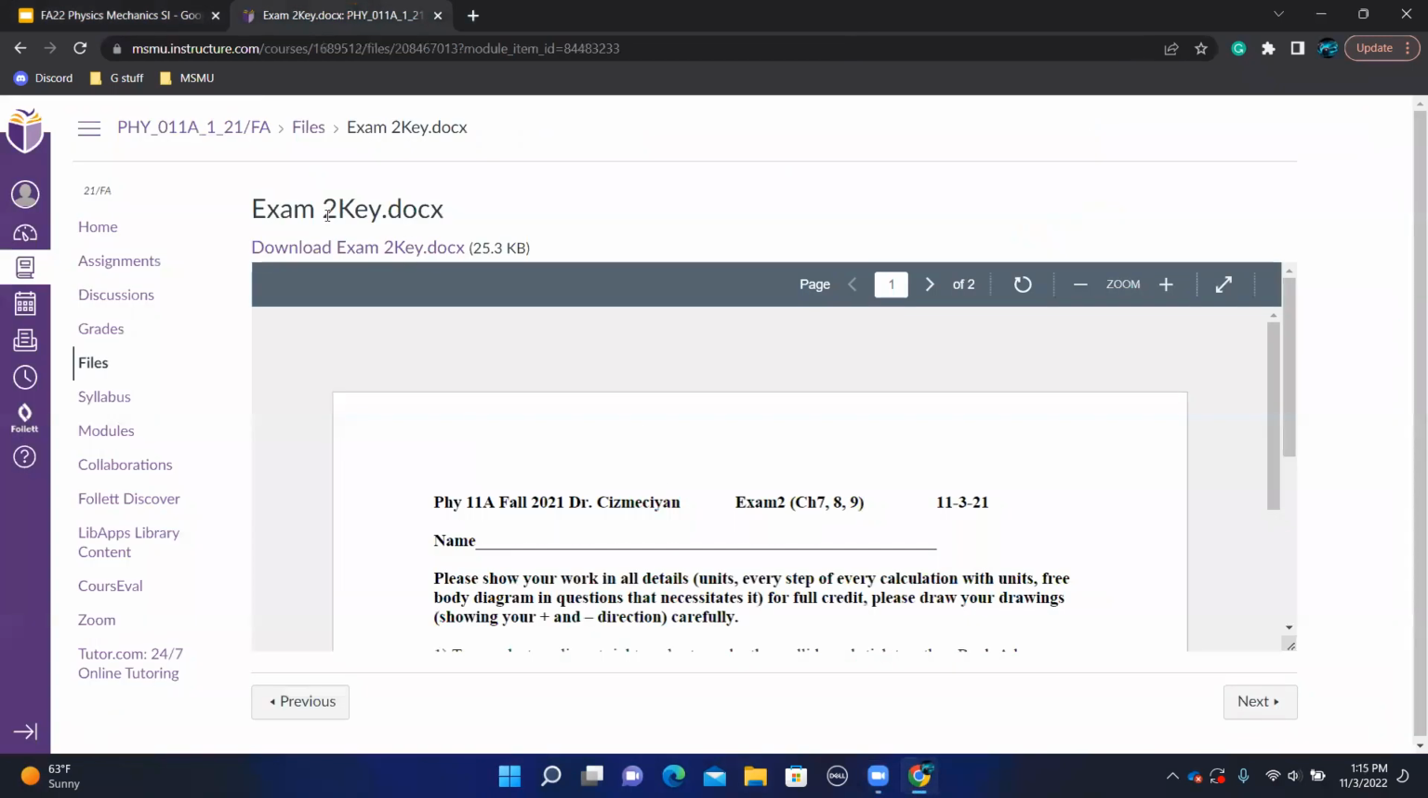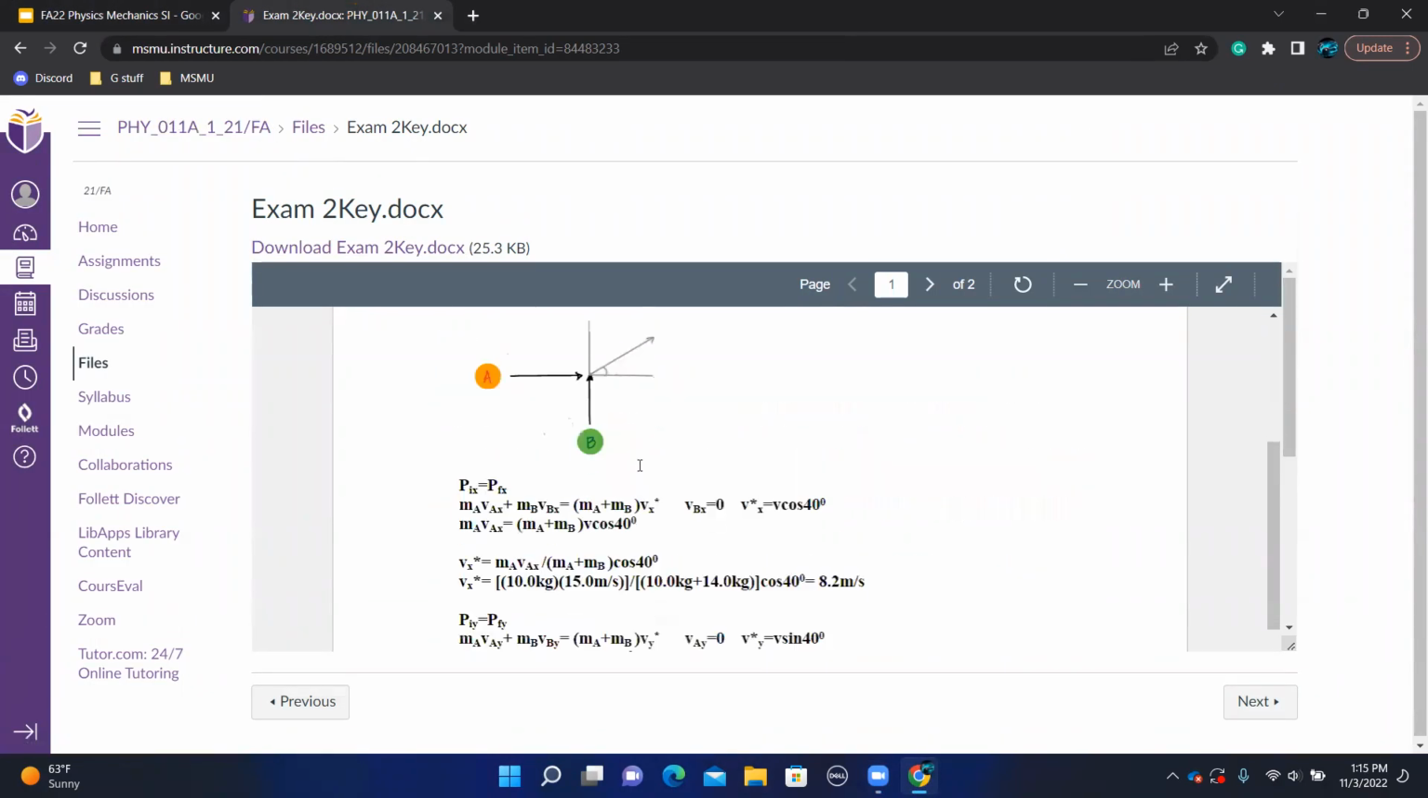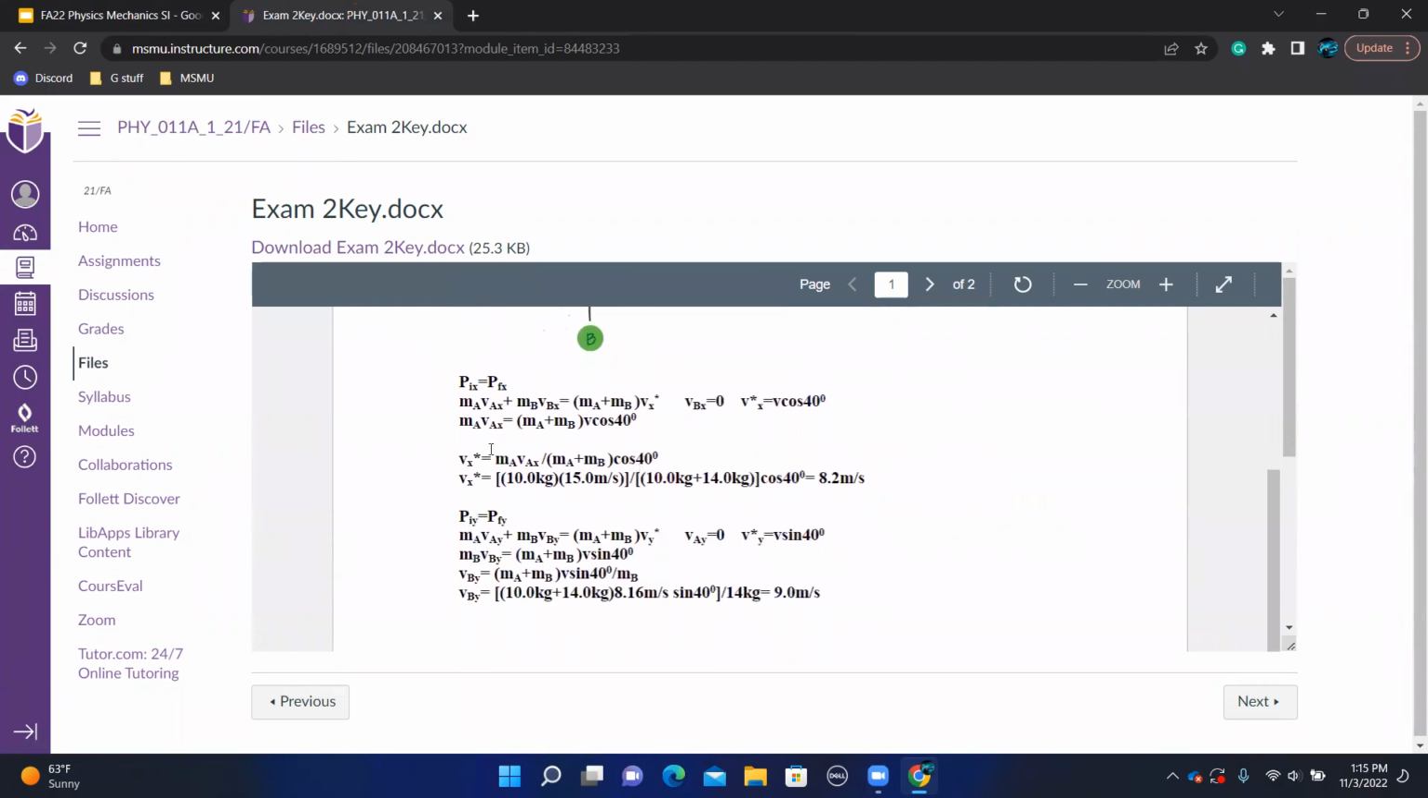And if you look at the exam key for my year, this is from my year, not from your year, she does it slightly differently, where she solves for V of X and then she plugs that in for V of Y to solve for VB. Either way, you're going to get about 9 meters per second.